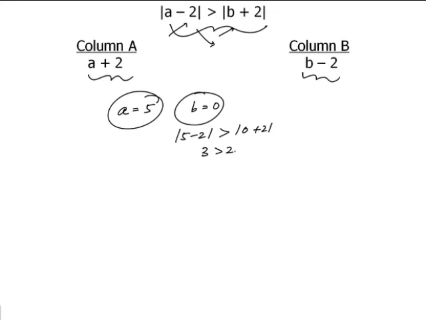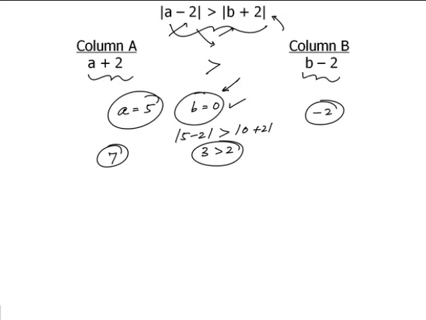So 3 is greater than 2, so that works, which means this pair is acceptable. Then I'm going to plug these values into column A and column B. Column A would be 7, and B would be minus 2. In this case, column A is greater. Now my goal is to come up with another pair that satisfies this inequality where this would flip, meaning column B would become greater.